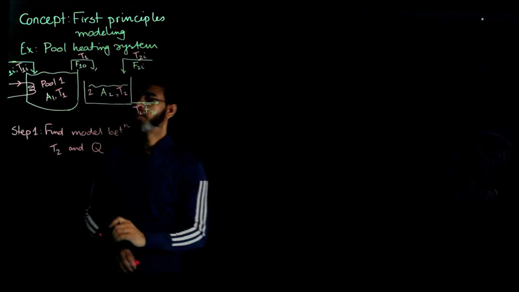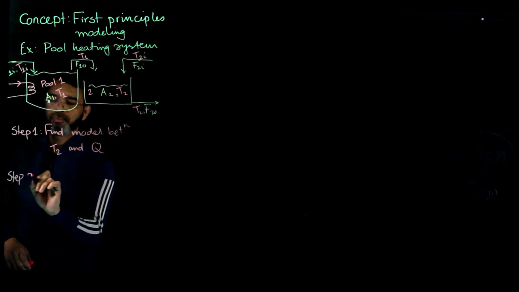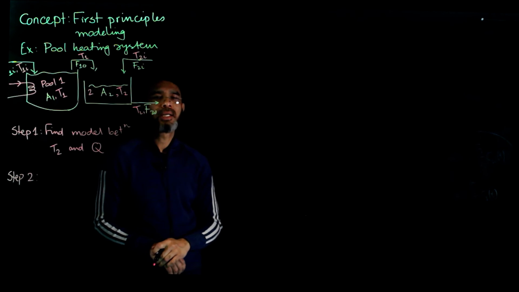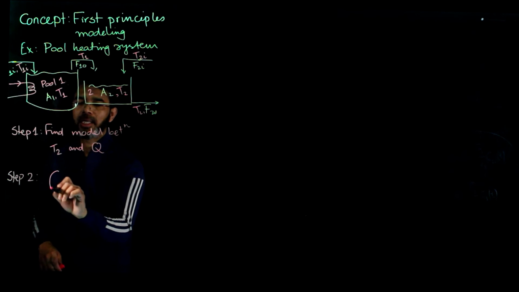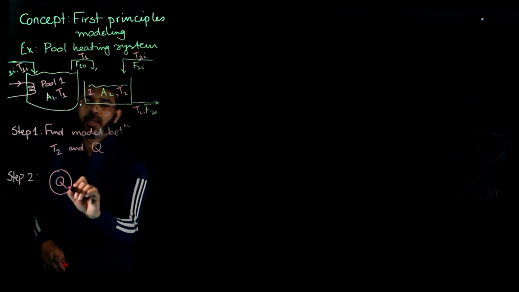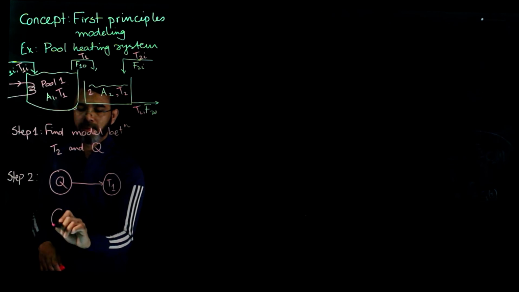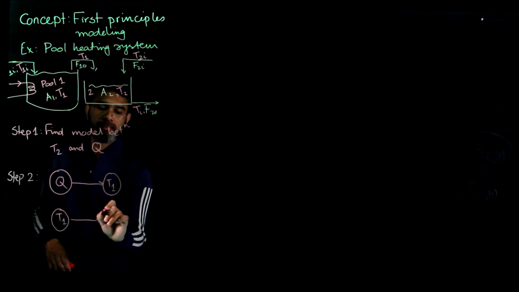Now, in the second step, we need to gather some process knowledge. For this case, we need to figure out how these two variables are related. If we look at the relation between these two variables, we see that Q will affect T1, and then this T1 will affect T2.